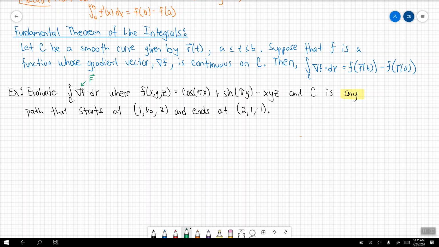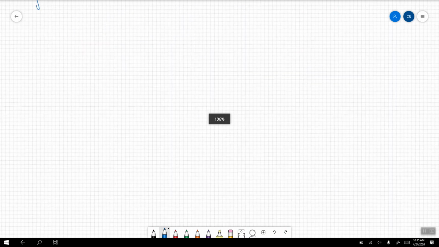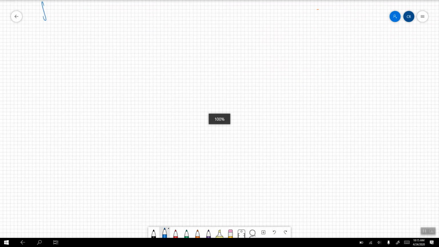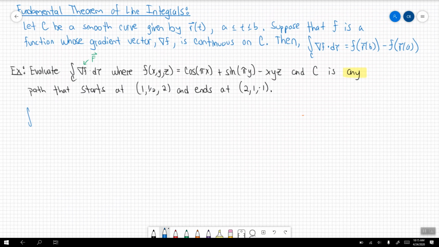So in here, I'm going to use the fundamental theorem of line integrals. Excuse me. So I'm going to be using the fundamental theorem of line integrals here, and I'm going to have the integral over C of del f dr, just like this.